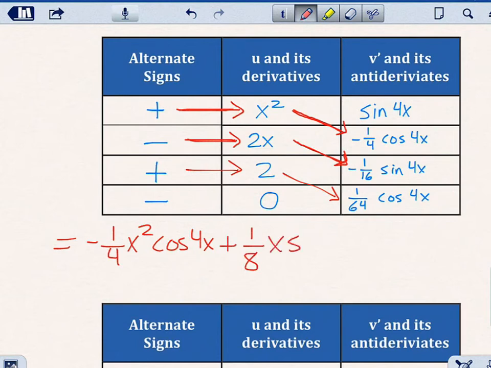x sine 4x. And then our third term here, positive 2 times 1 over 64. So that's really 1 over 32. So plus 1 over 32. There's no x's this time. And cosine 4x. And last but not least, because it's indefinite integral, plus c.